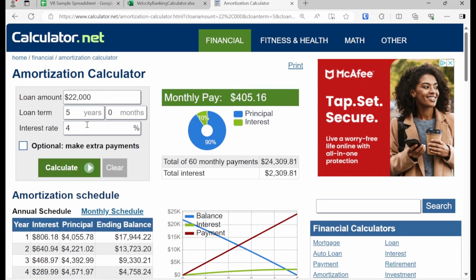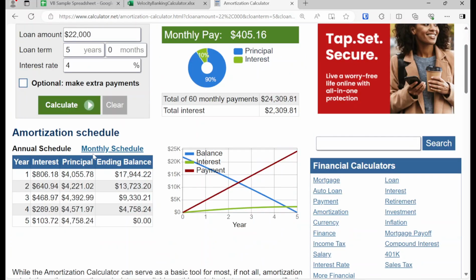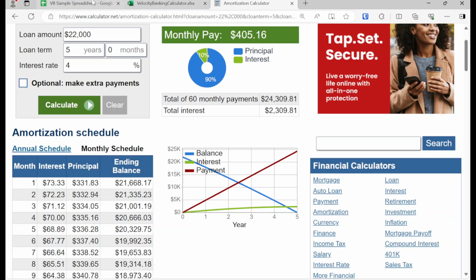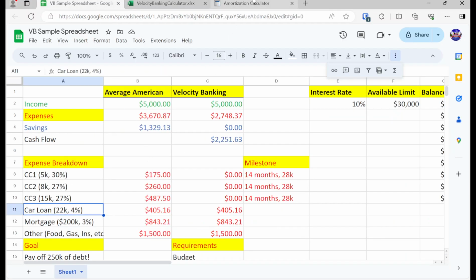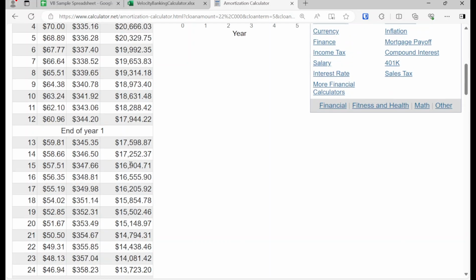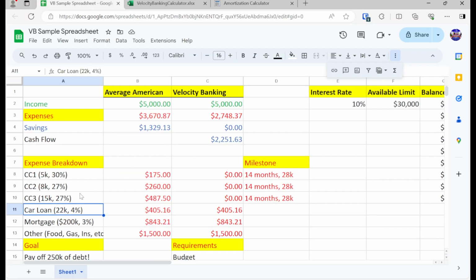You just put that here, 22,000. I auto put it here. Again, go to calculator.net, amortization calculator. It's already calculated for you. You go to monthly schedule, and then you find out after 14 months what's the balance of that loan. Okay, so that's going to be 17 grand. And let's go ahead and put that here, right? 17 grand is the new balance.